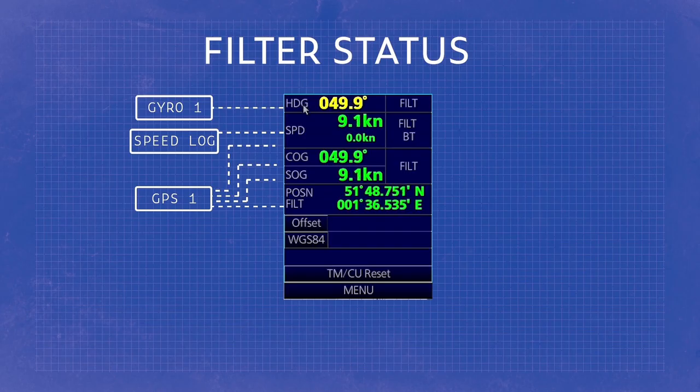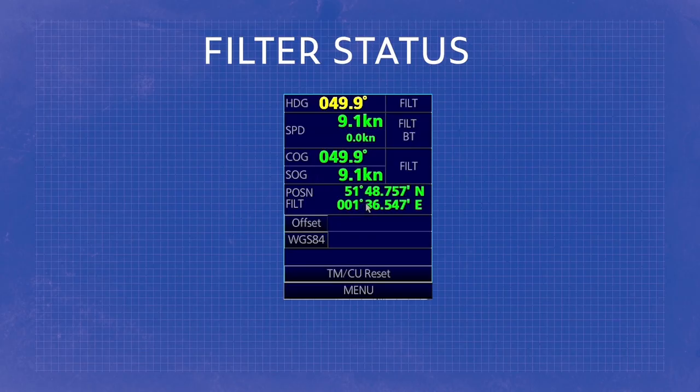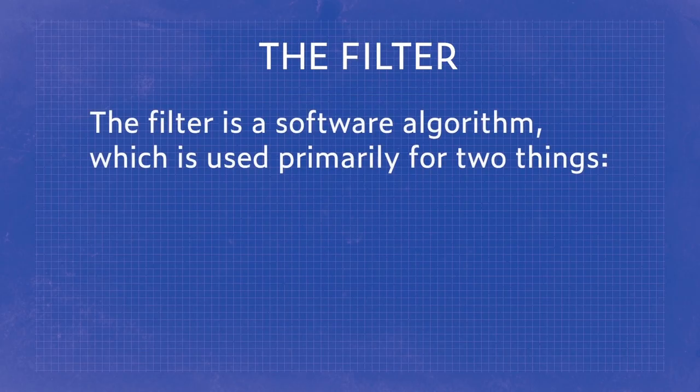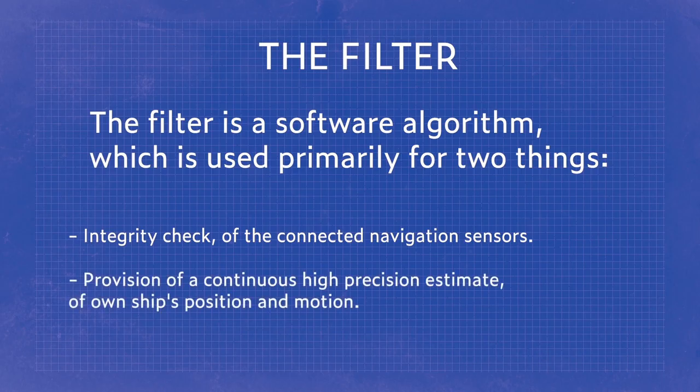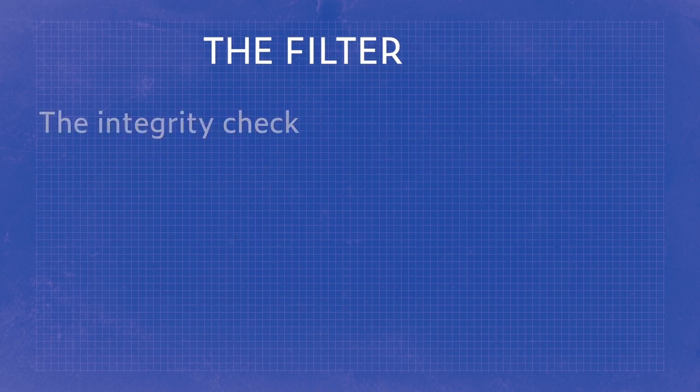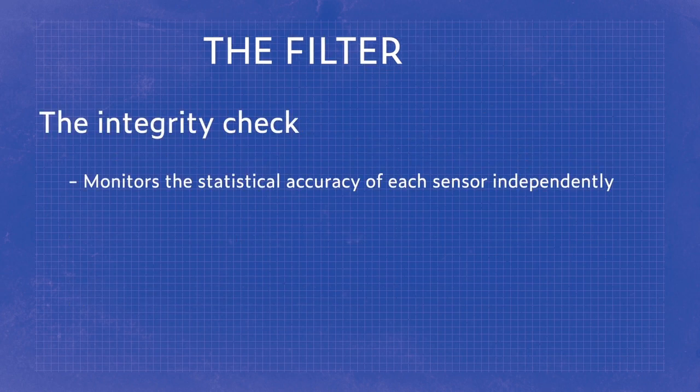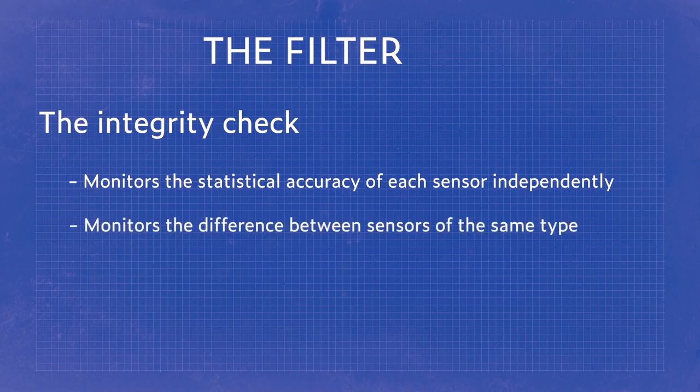First, a little background knowledge on how the filter in the FMD ECDIS works. The filter is a software algorithm which is used primarily for two things: integrity check of the connected navigation sensors and provision of a continuous high-precision estimate of own ship's position and motion. The integrity check monitors the statistical accuracy of each sensor independently, and it monitors the difference between sensors of the same type.